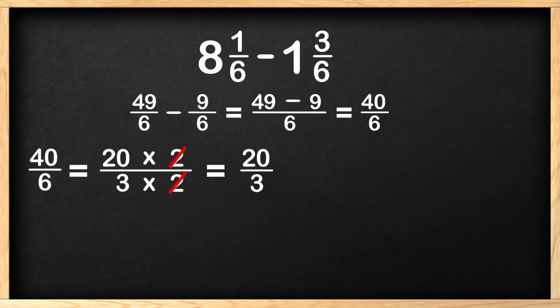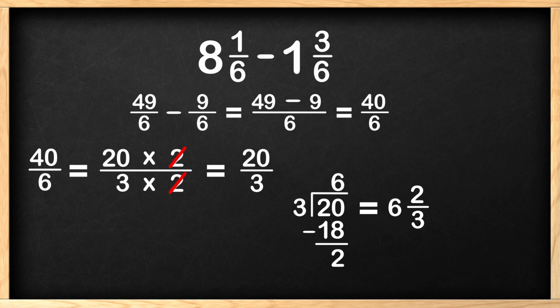Since our problem started as a mixed number, we should write it as a mixed number. To do that, we divide 20 by 3 to get the mixed number. 3 goes into 20 6 times, with 2 left over. This means 20/3 is equal to 6 2/3. Great job! We just used another method to solve subtraction of mixed numbers. You can use any of these methods we did today to help you solve the problems.